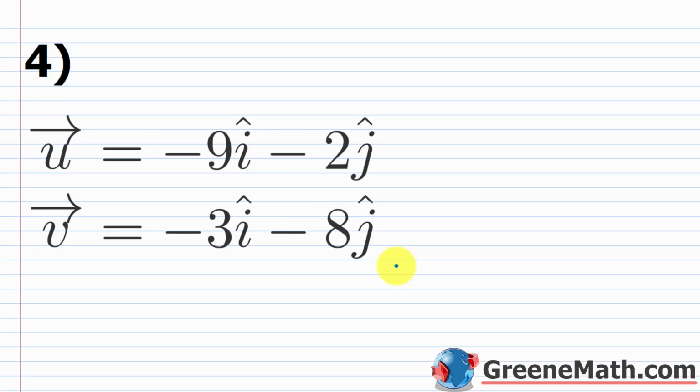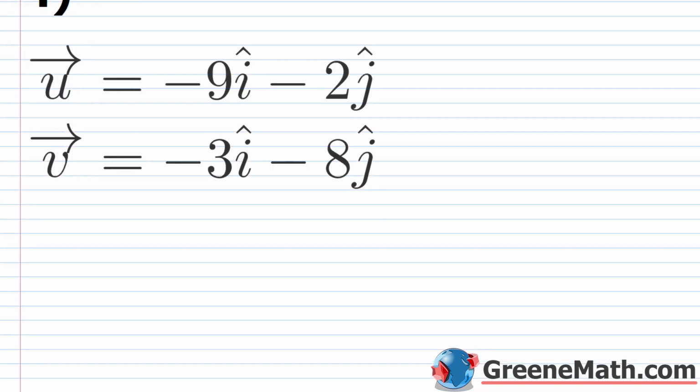All right, let's take a look at problem number 4. So here we have our vector u. So this is written as a linear combination of the unit vectors i and j. So we say this is equal to negative 9 times the unit vector i minus 2 times the unit vector j. So similarly here, this is a linear combination as well. So this vector v, this is going to be equal to negative 3 times the unit vector i minus 8 times the unit vector j. All right, so if we want to find the dot product, let's go ahead and say this vector u and then dot this vector v.